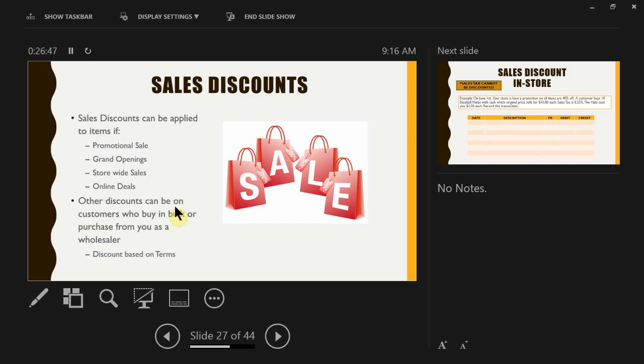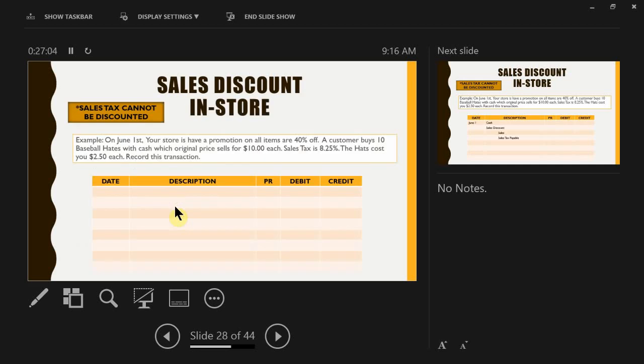Okay, so again, we'll look at terms again, especially when we're giving terms to people that place orders or purchase items on an account. Okay, but in this case right here, we're going to take a look at both scenarios. So let's focus on the in-store, right? So let's say you threw out a promotional advertisement and you are having a store-wide sale.